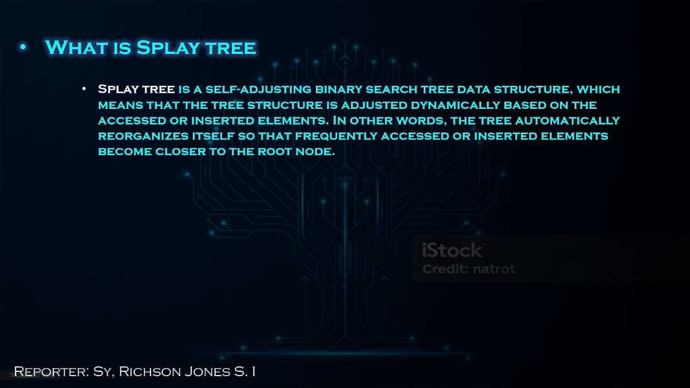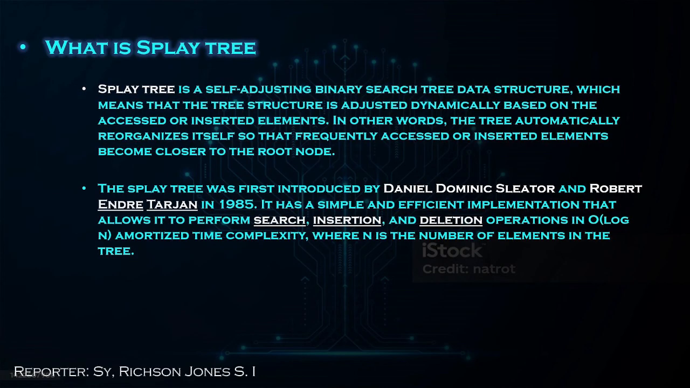So what is Splay tree? Splay tree is a self-adjusting binary search tree data structure, which means that the tree structure is adjusted dynamically based on the accessed or inserted elements. In other words, the tree automatically reorganizes itself so that frequently accessed or inserted elements become closer to the root node. Splay tree was first introduced by Daniel Dominic Sleator and Robert Endre Tarjan in 1985.